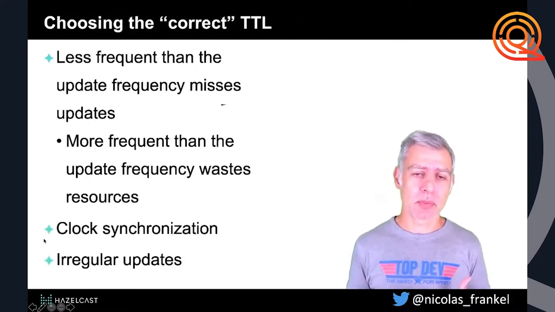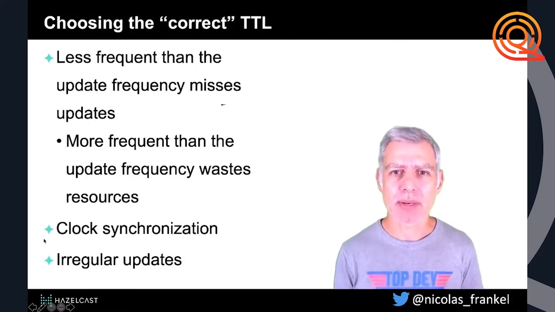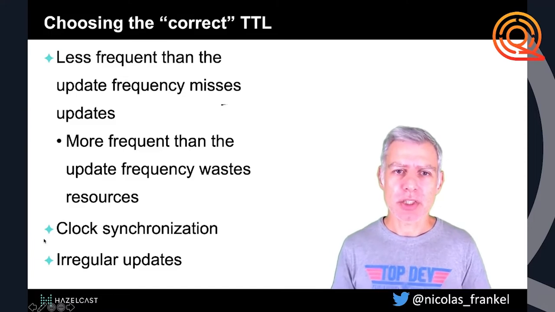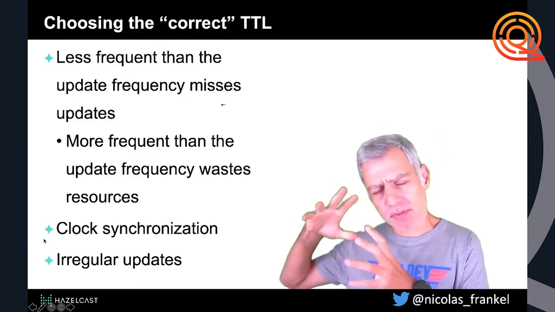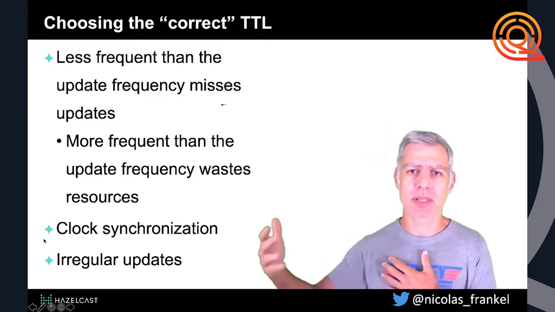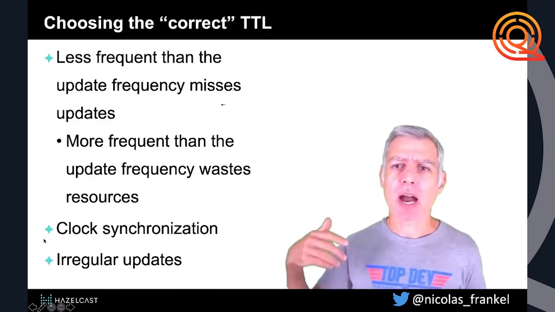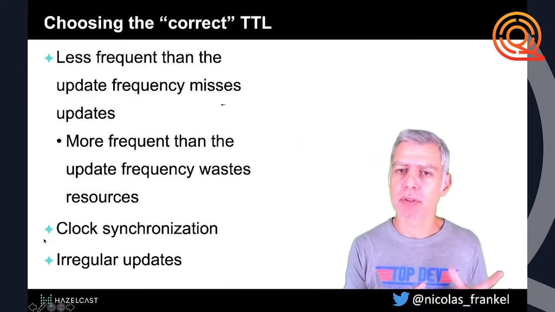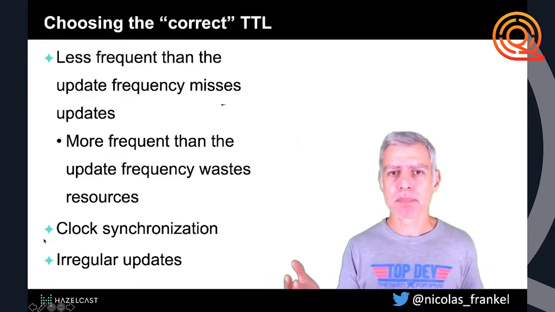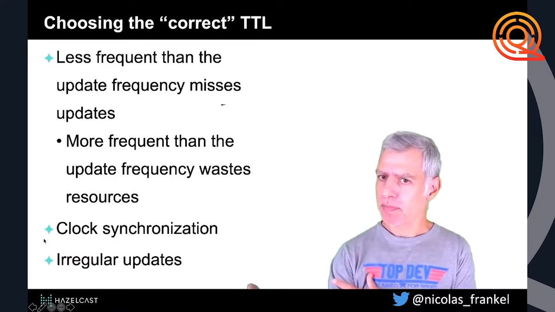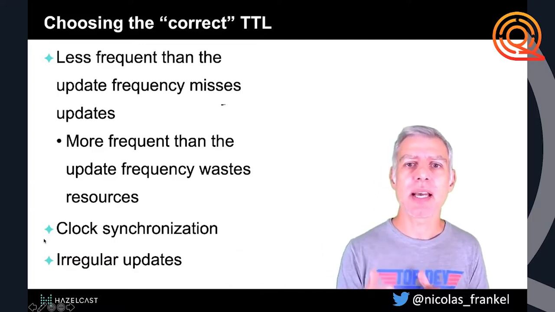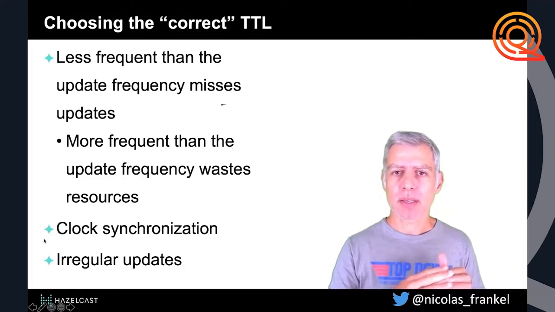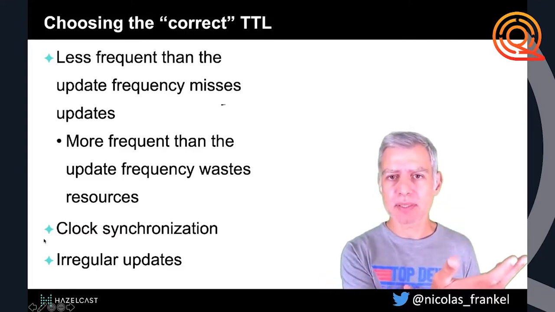And as I mentioned, it's one of the hardest problems. What's the correct time to live? What's the correct length of the cache invalidation? And let's think about our batch issue. We have a batch that runs every hour and that writes to the reference table, and we want to keep the cache of the reference table in sync. So it runs every hour, and we have a TTL of half an hour. That means that every half an hour, the cache will be cleared of those items.